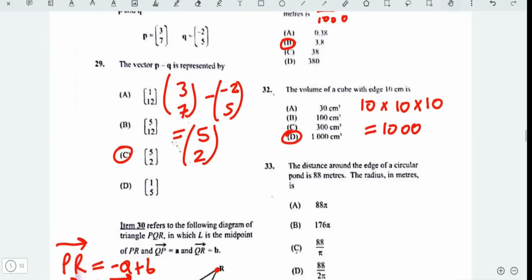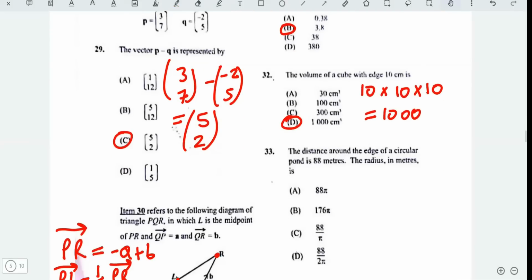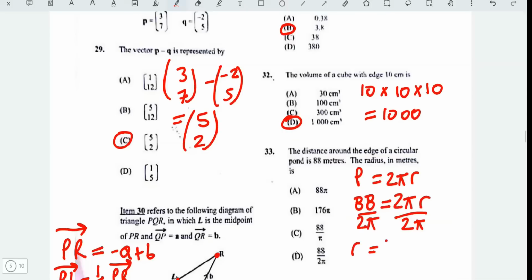Okay. It says the distance around the pond is 88 meters. What is the radius? Distance around is perimeter, and perimeter is 2 pi r. So 88 is equal to 2 pi r. So divide both sides by 2 pi to make r the subject, and so r is 88 divided by 2 pi. That's option B.